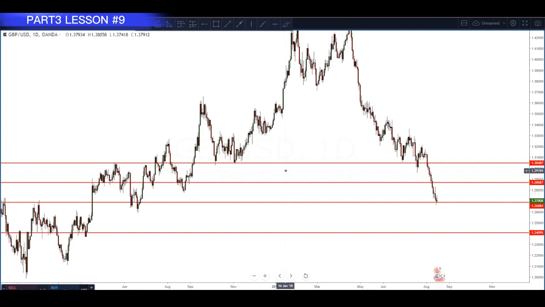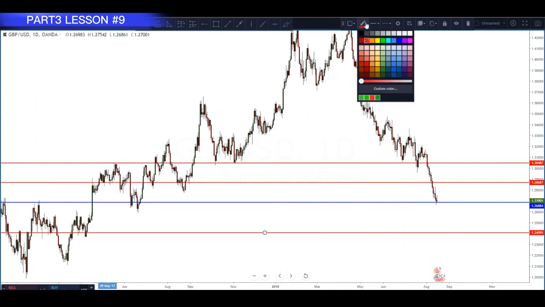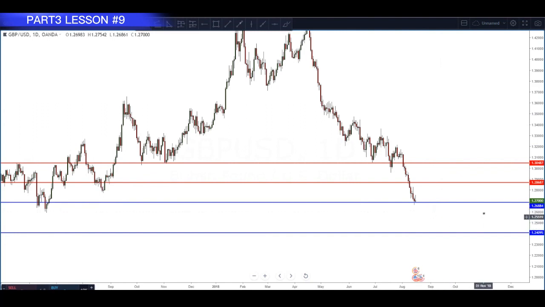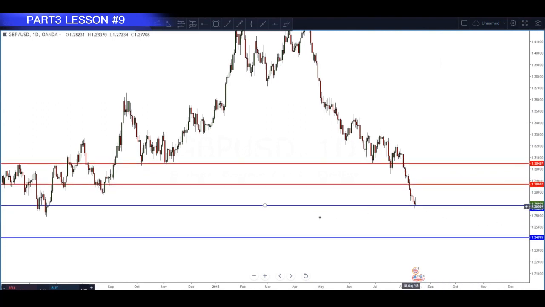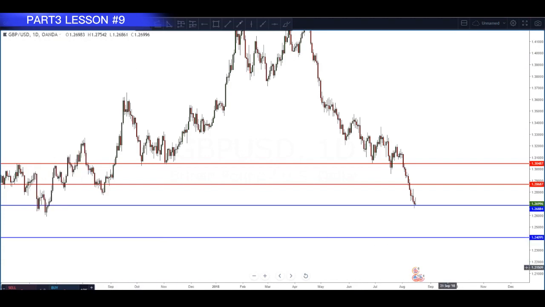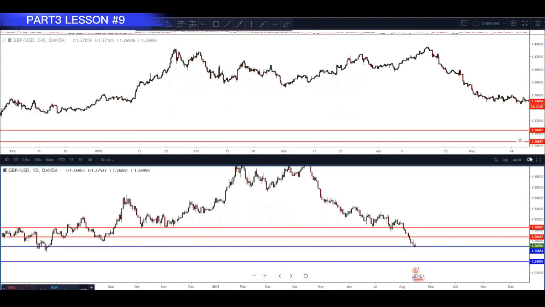And guys, also, if you want to make this less confusing on your charts, I would suggest changing your support lines to a certain color and your resistance lines to a certain color. Personally, I do red and blue. I do blue for my support lines and red for my resistance lines. So let's go ahead and drop down now. Actually, we don't have to drop down. I have a separate chart open that's a 4-hour chart.